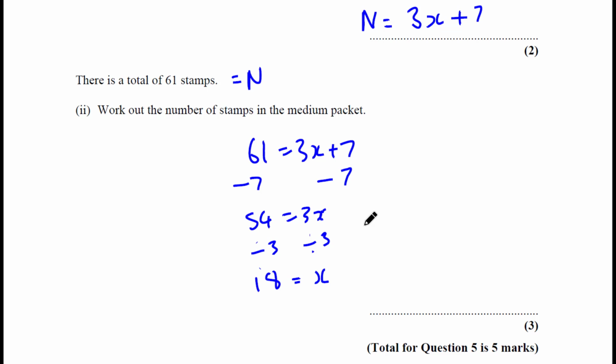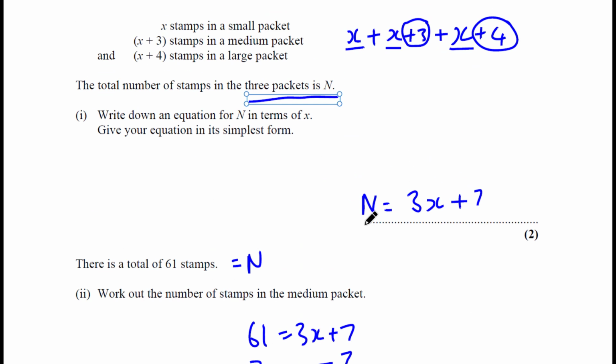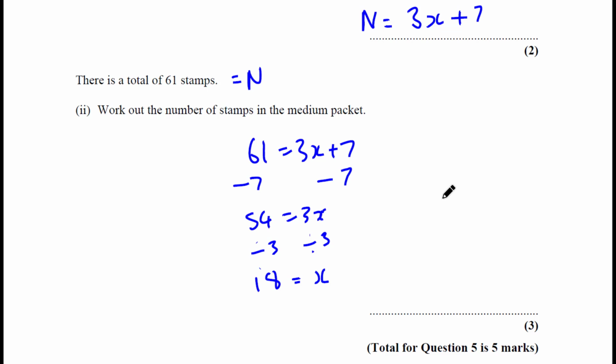Now let's see, what is the medium packet? The medium packet is x plus 3. So we need to do 18 plus 3 to get that answer, and that's 21. And that will get you the full method marks and the answer mark. Now you get a method mark for getting up to here, and that's your second method mark for 18 equals x, and 21 is your answer mark. That's why it's important to lay out your work clearly so the examiner can give you 3 out of 3 marks very easily.